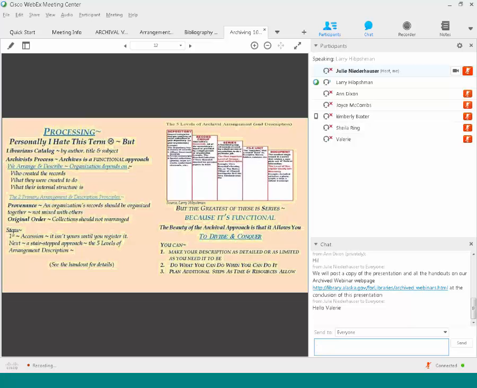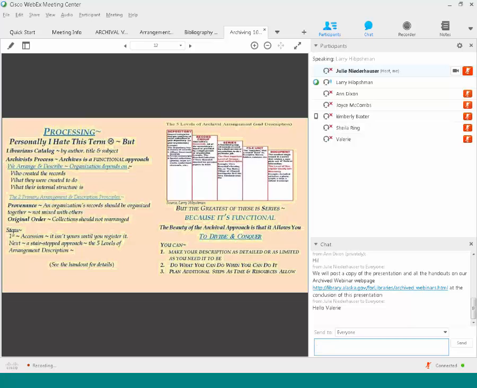And the beauty of the archival approach is that it allows you to divide and conquer, because you can organize records on any of these levels as your need, time and resources provide, and then plan for deeper organization in the future. One thing I'd point out is that the lowest level is document, and archivists almost never organize records to the document level. It's just too time consuming, and it's not really needed.